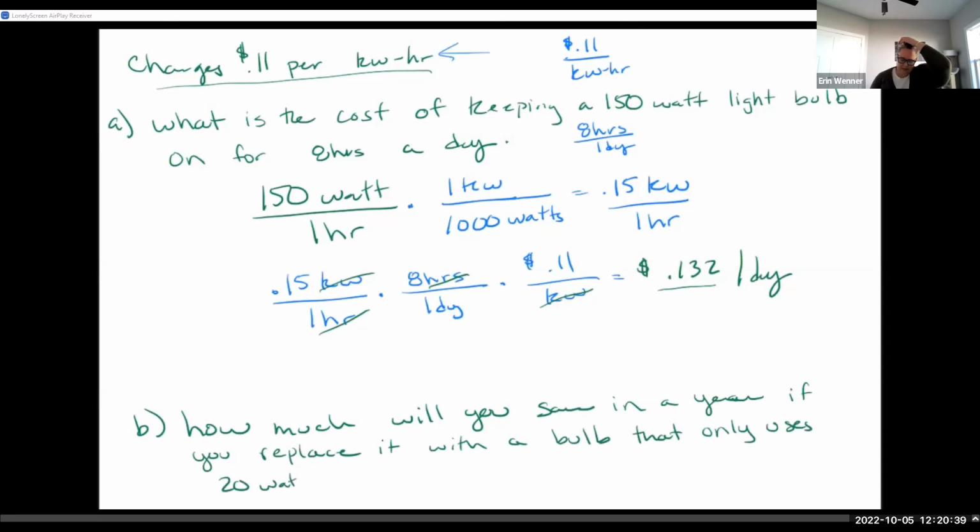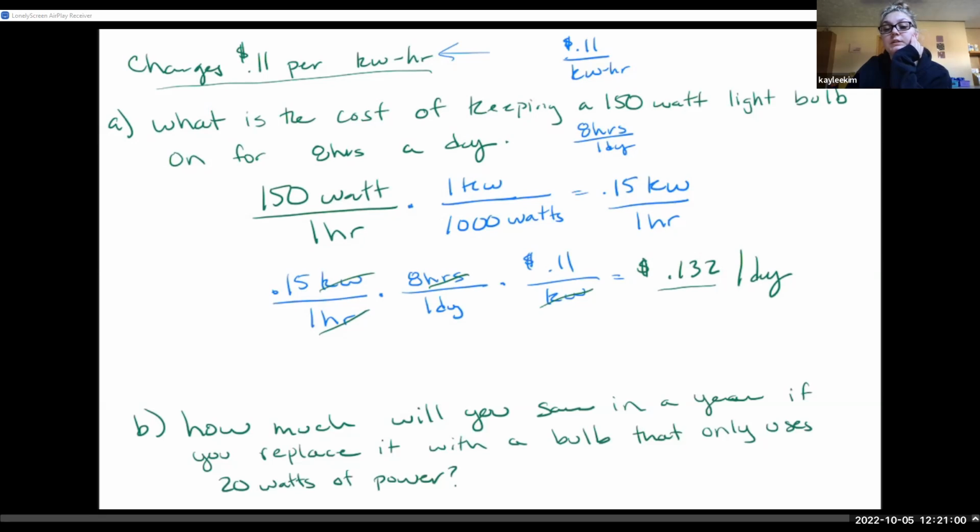So before we can get to the savings in a year, we need to come up with the cost to keep that 20 watt light bulb on for 8 hours a day. Because they're saying your usage is going to stay the exact same, but instead of using a 150 watt bulb, you're using a 20 watt bulb instead. Okay. That was something I missed last night too, that's something I messed up last night in my problems too.